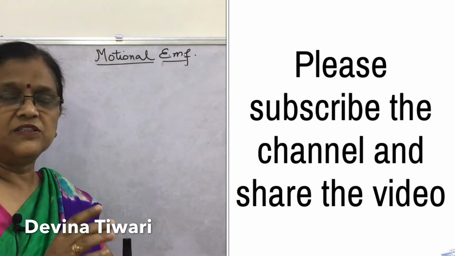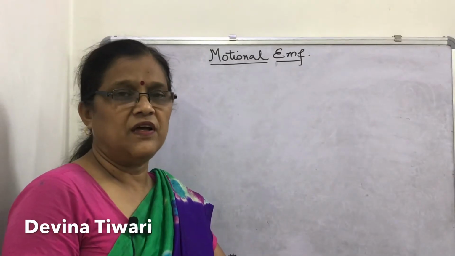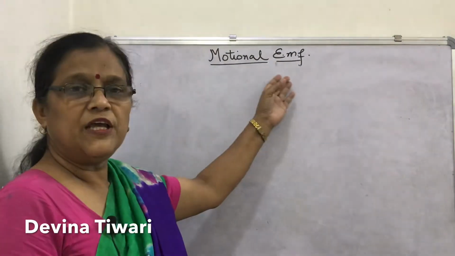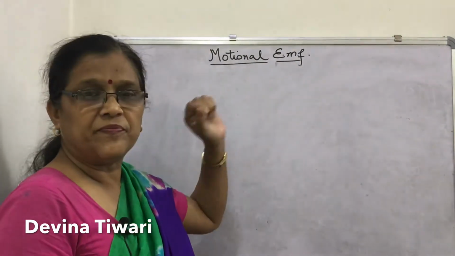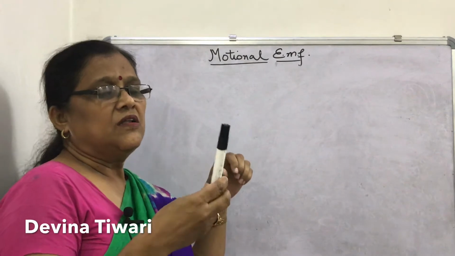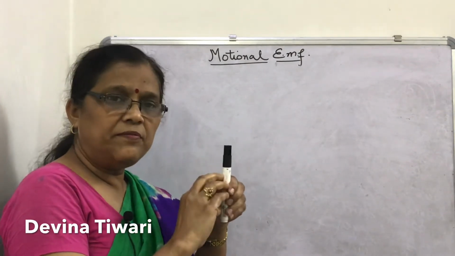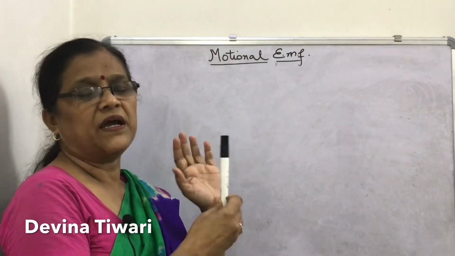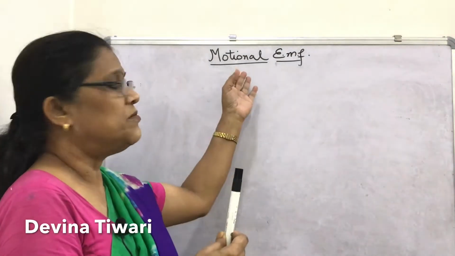The EMF developed in this rod, that is, the potential difference across the ends of the rod, is called motional EMF. Today we will learn about it. What is motional EMF? As per its name, the EMF developed in a conductor due to its motion in a magnetic field is called motional EMF.